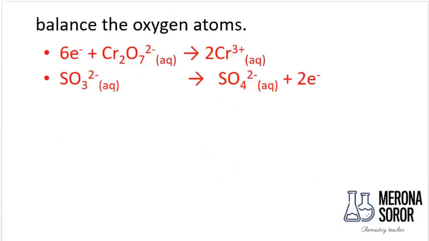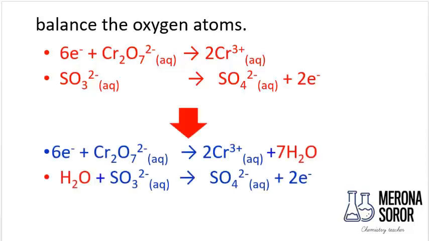Next step, balance the oxygen atoms. We can balance the oxygen atoms by adding water molecules. The first equation must have 7 molecules of water to balance the amount of oxygen, because we have 7 oxygen in the reactants, so we have to add 7 H2O molecules in the product. For the second equation, the product has 1 more oxygen atom, so we have to put only 1 water molecule in the reactants.